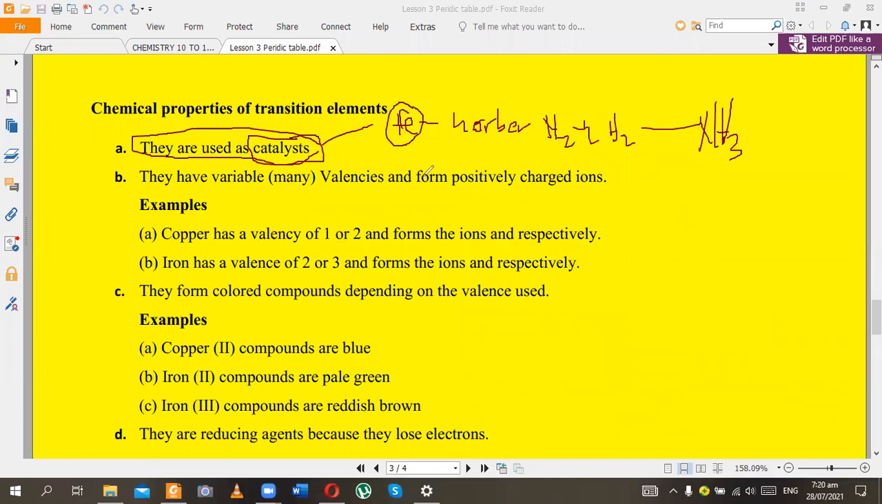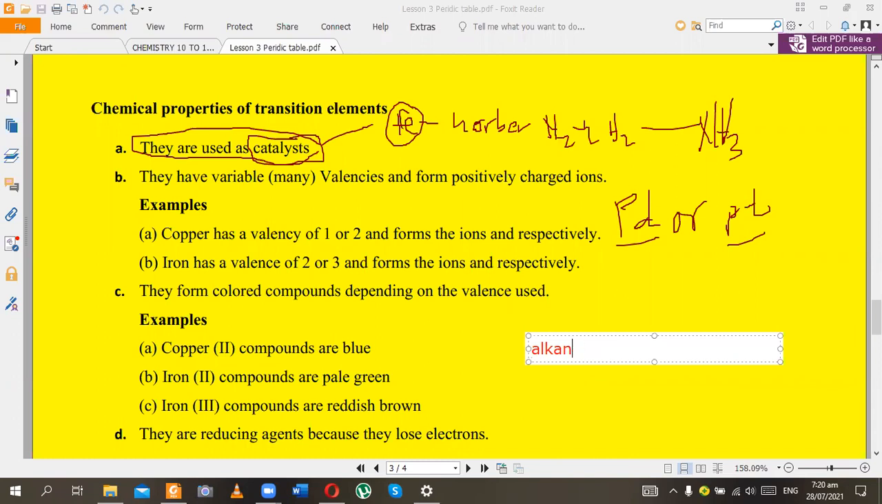Then we also have Pd, palladium, or Pt. Pd is palladium, Pt is platinum. Where do we use them? When you start looking at organic chemistry, they are used with what we call alkenes. Let me just type here.